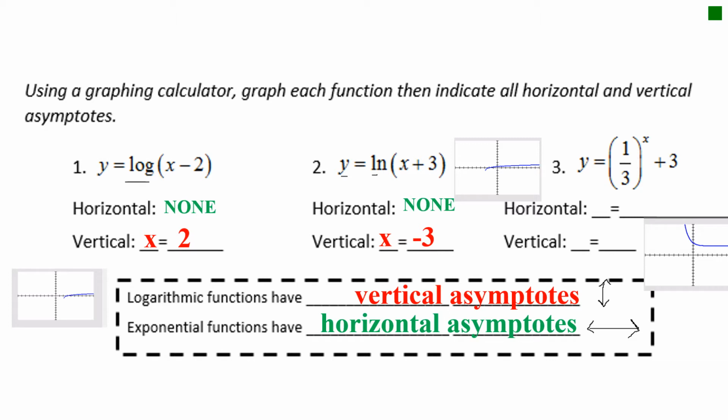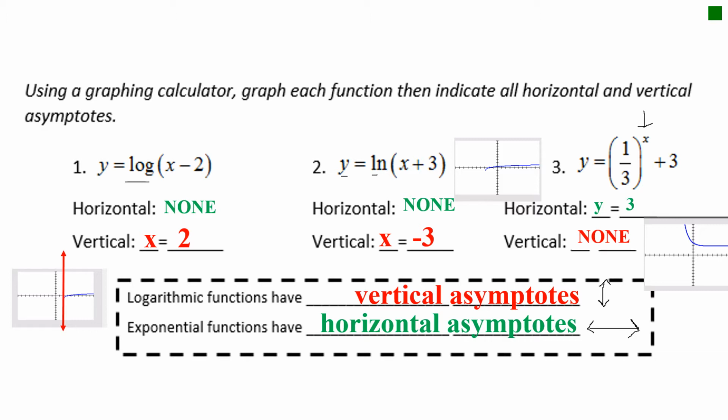This last function, we have an exponent here with a variable, so this is your exponential. Exponential, according to our notes, has a horizontal asymptote, but not a vertical asymptote. So the horizontal asymptote is y is equal to 3. All right, so take a look at this graph right here.